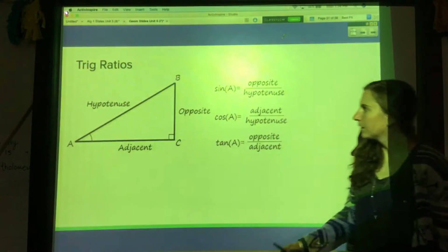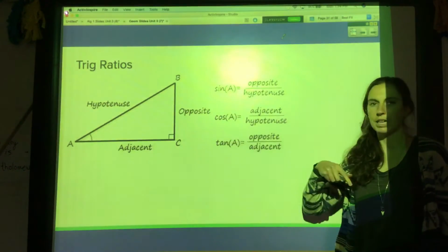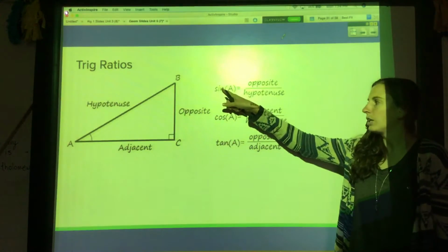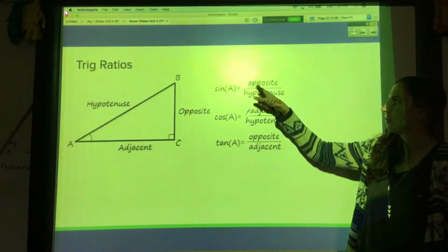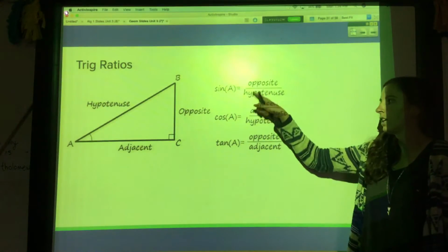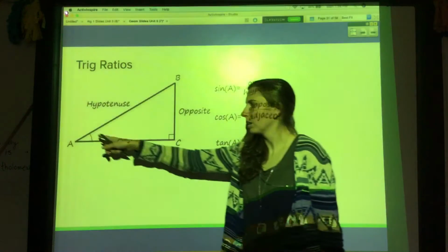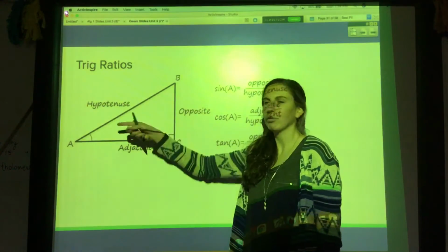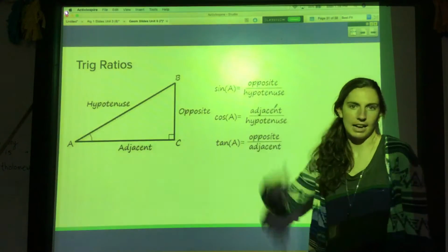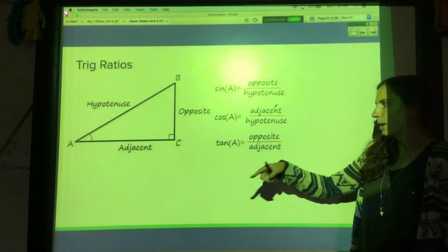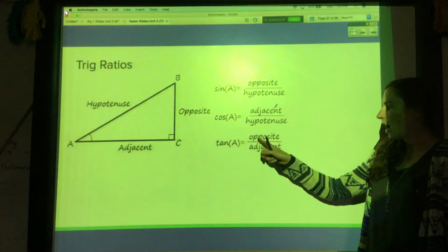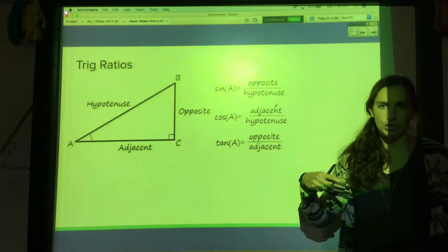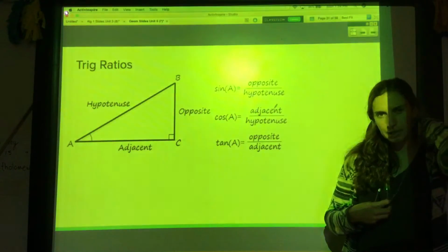And trig, we've talked about these three ratios. Sine, which is just a ratio of the opposite side to the hypotenuse. So say we're looking at angle A here, that's the opposite side, that's the hypotenuse, and that ratio, we just label that sine. Adjacent over hypotenuse, we label that cosine. Opposite over adjacent, we label that tangent. But there are some other combinations here.